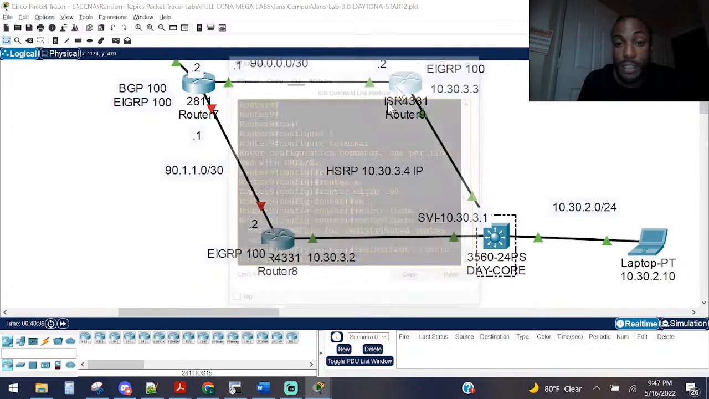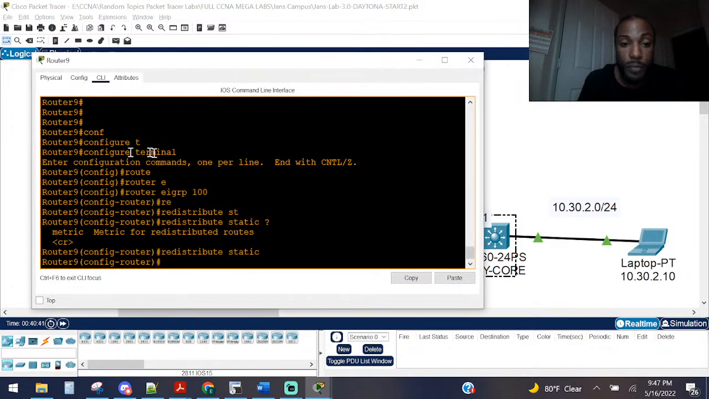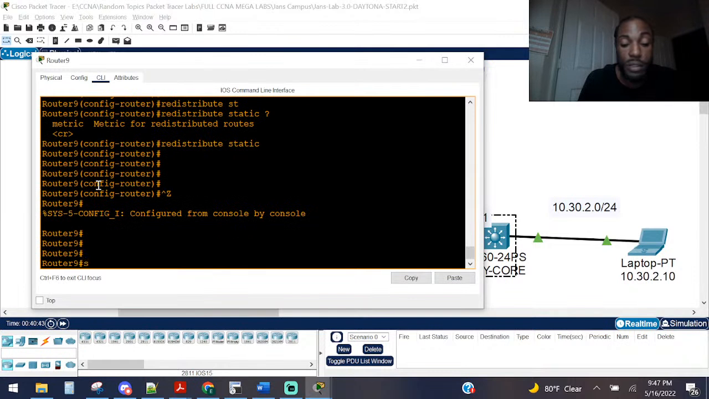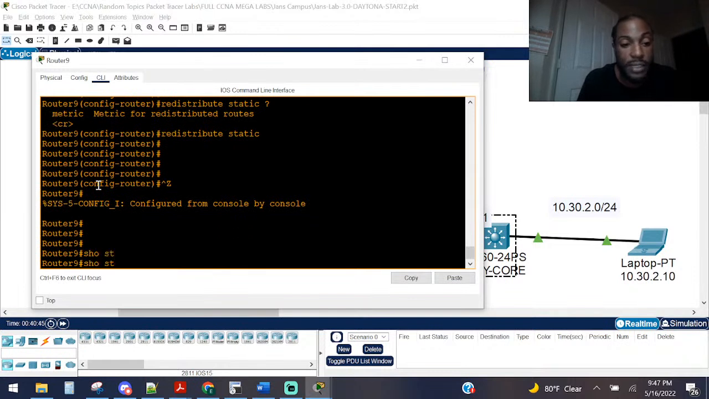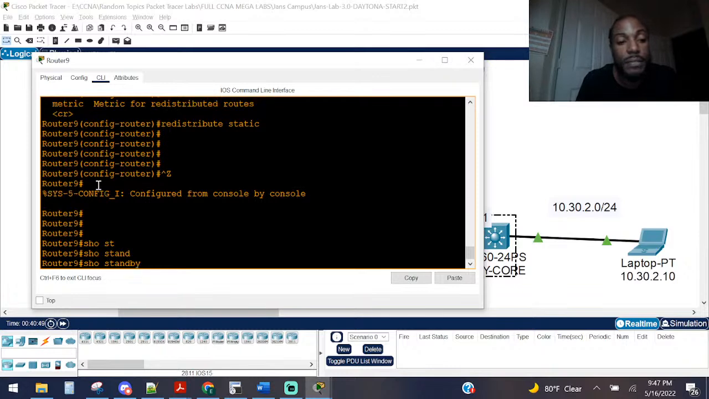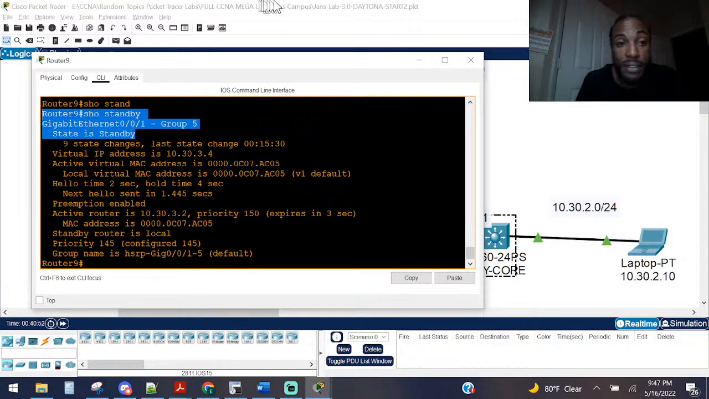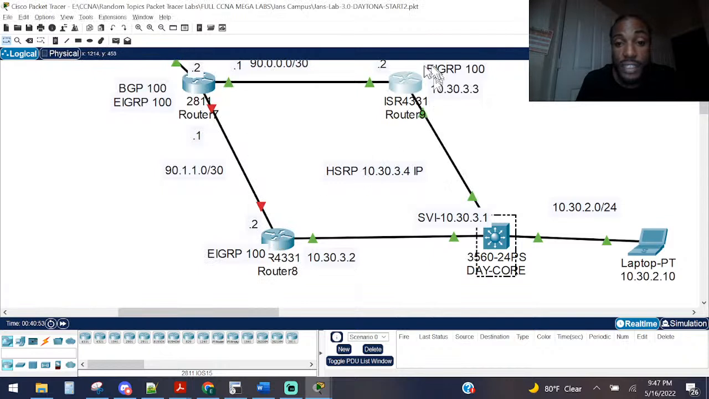Let's see what his HSRP state is. Router 9. I don't think HSRP was shut down. Show standby. And he's still standby. So this guy's still active, this guy's still standby. But we still can't reach that back there.